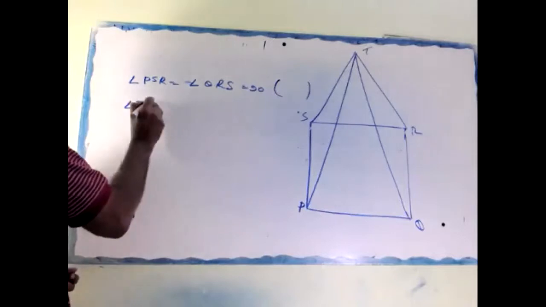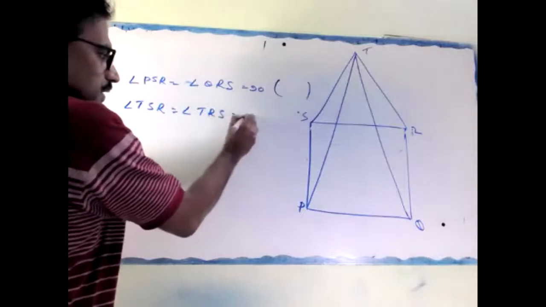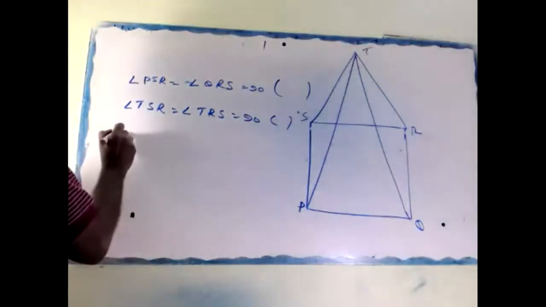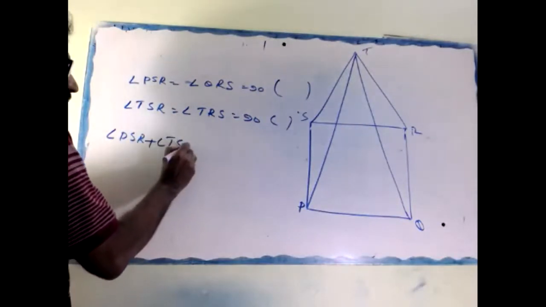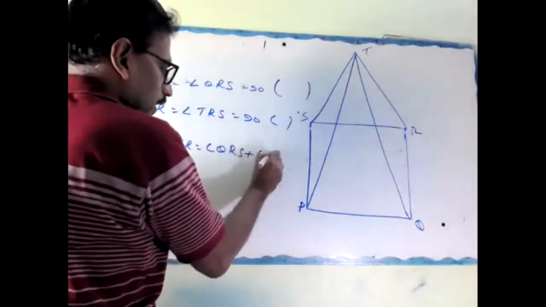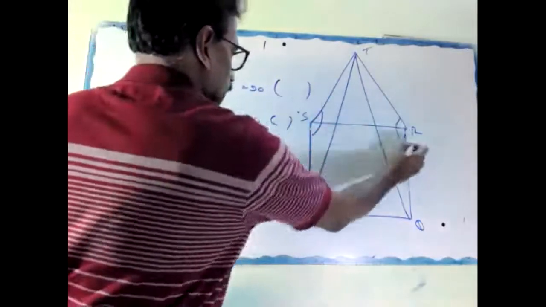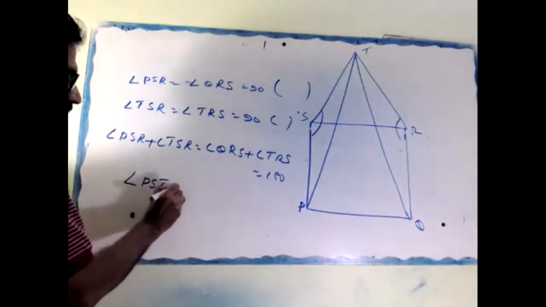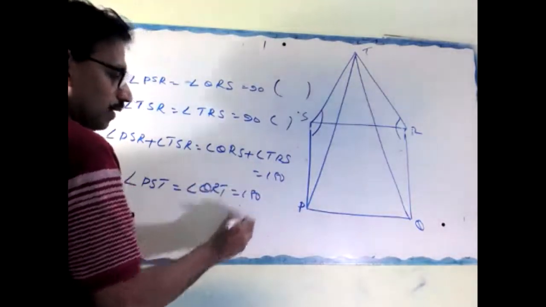Angle TSR equal to angle TRS equal to 60, each angle of an equilateral triangle. Add both. Angle PSR plus angle TSR equal to angle QRS plus angle TRS equal to 150. That is angle PST equal to angle QRT equal to 150.